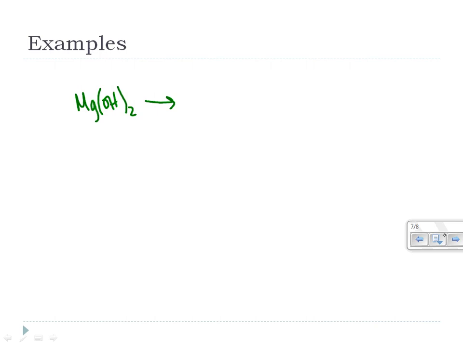So this is a base, so what you have to remember is a base will decompose into a metal oxide and water. So I'm going to make my metal oxide. Here's my metal, magnesium. So magnesium bonds with oxygen. Check your charges and crisscross to make sure you get the right formula, and water. So boom, there is my product.